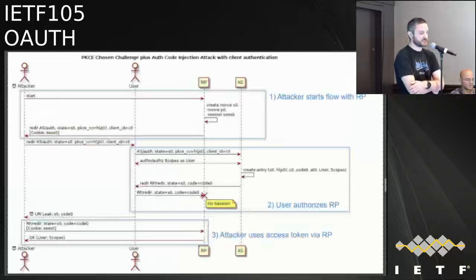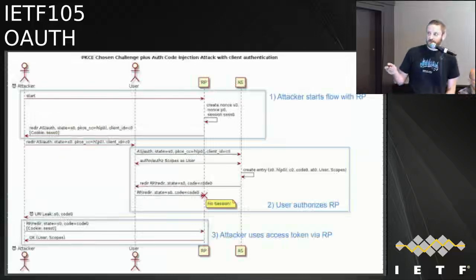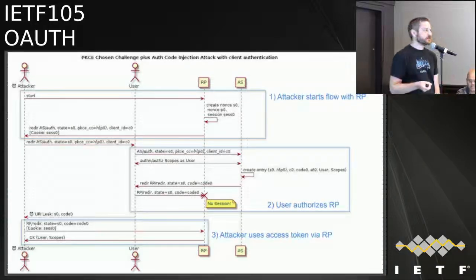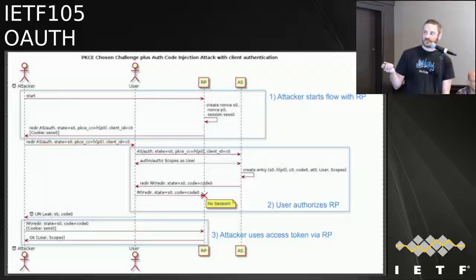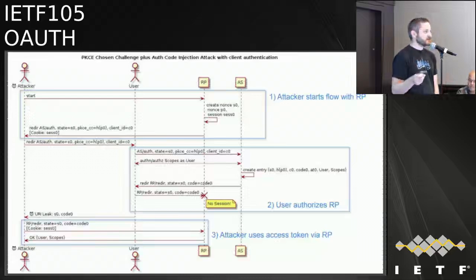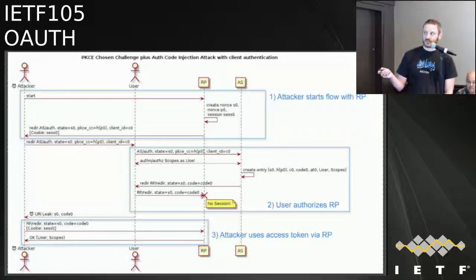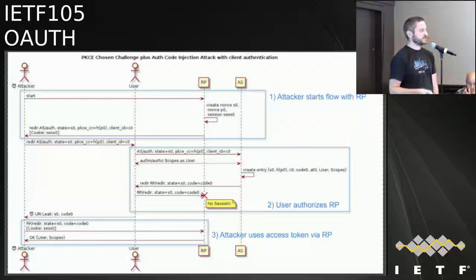And now the attack works as follows. The attacker starts a session with the client and gets the authorization request URI from the client. So the attacker just starts a new session and gets the authorization URI. Now the attacker forwards that authorization URI to the victim, unmodified, and the victim will open that URI and see the authorization/authentication dialog at the AS.